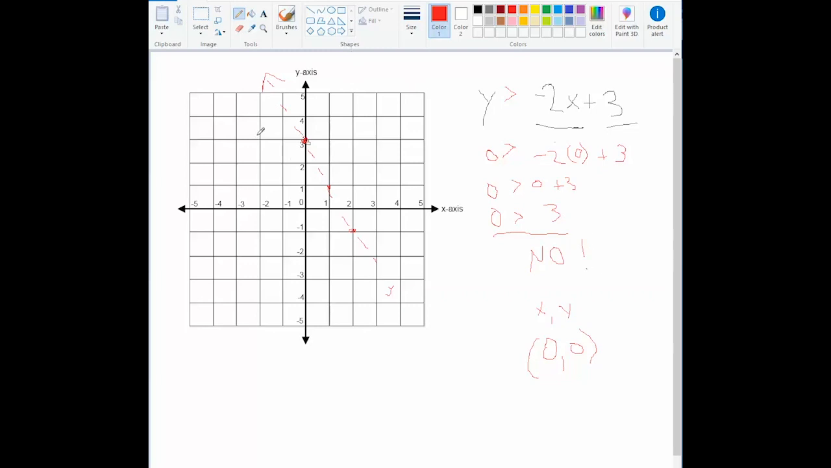What that means is the answers are on the other side. So here was 0, 0. If this doesn't work, then our shading is not going to be over there. Instead, our shading needs to be on this side of it. So a lot of times you'll see all of the answers shaded. Let's thicken it up. So anyway, all of this area over here is where our answers are.